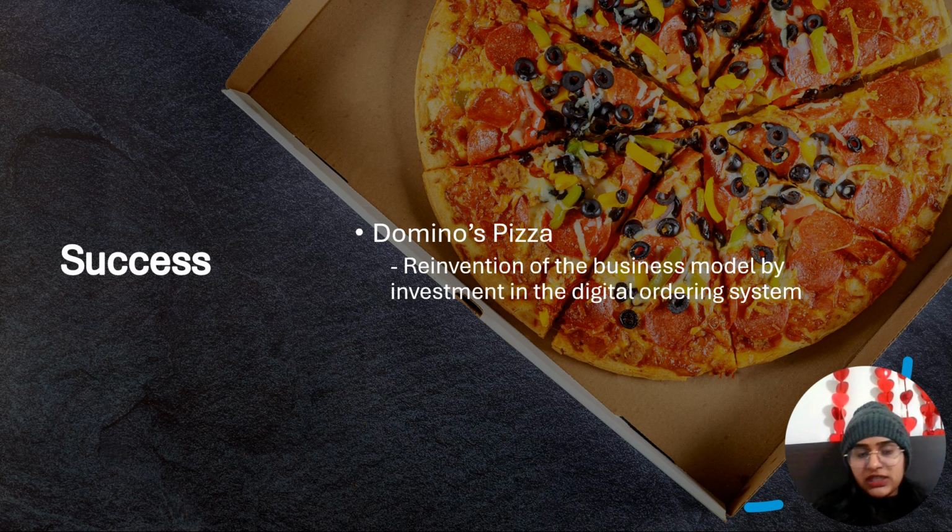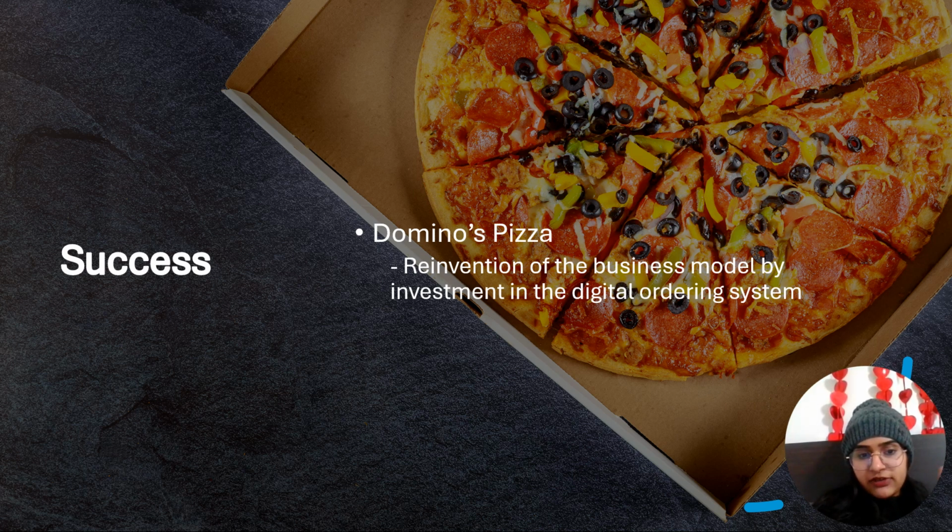For the example of the Lewin model, the first example is Domino's Pizza. They reinvented their business model by investing in a digital ordering system. They thought, how do we get new customers? They unfroze. Then they made the changes, with Uber and everything, mobile orders. Then they refroze, so that people are ordering this way now.